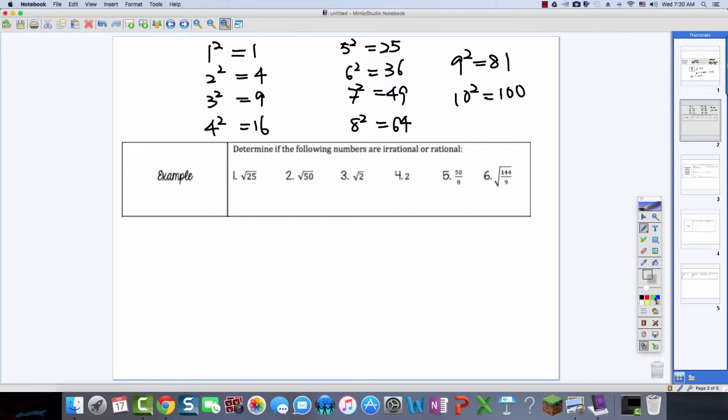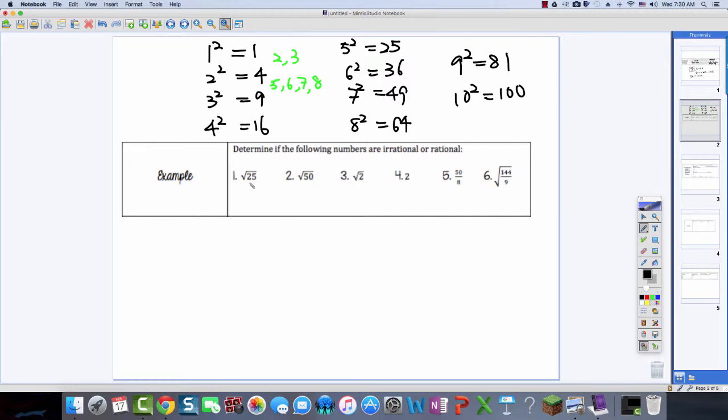So if I have between 1 and 4, I have 2 and 3, that's not a perfect square, so root 2, root 3 would be irrational. Between 4 and 9, I have 5, 6, 7, 8. All of these are irrational, so on and so forth. Okay? So let's look at some examples. Determine if the following numbers are irrational or rational.